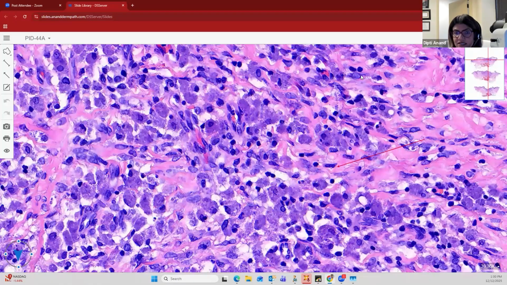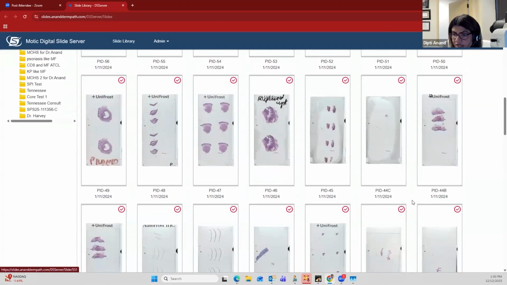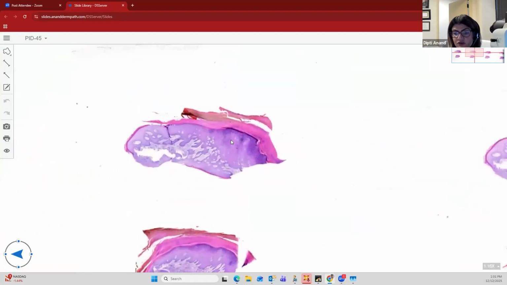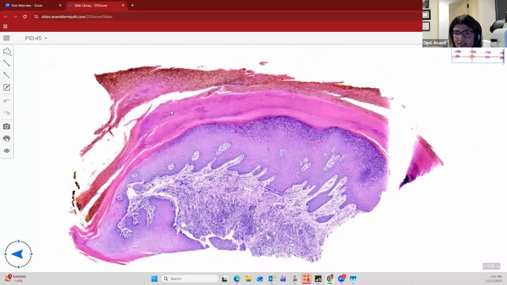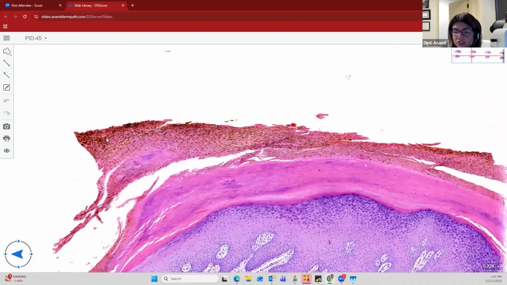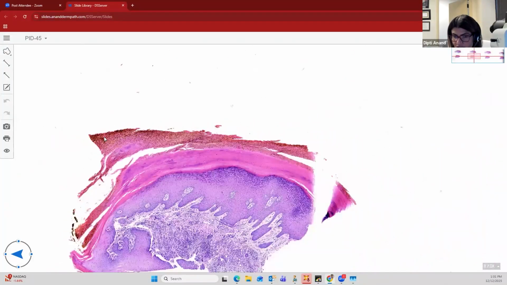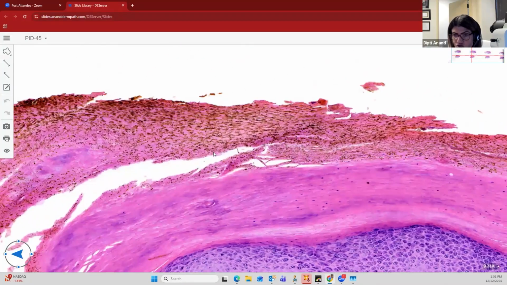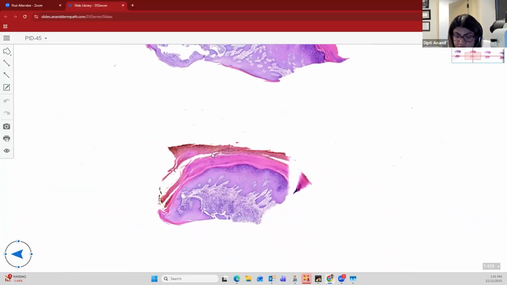The next exogenous pigment we are going to talk about is silver nitrate. This is not very common, but when you do see it, it has a very peculiar appearance. The pigment, which is again this darkish blackish brown pigment, is deposited just in the stratum corneum. You don't see it anywhere else. You can see the nice dense pigment in the stratum corneum. So that is silver nitrate, topical silver nitrate.